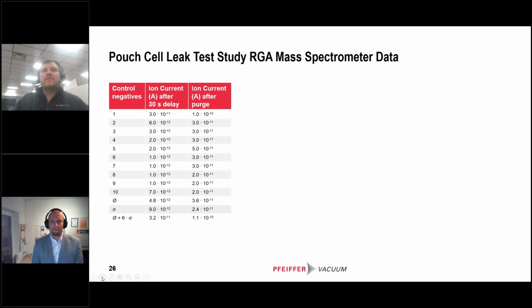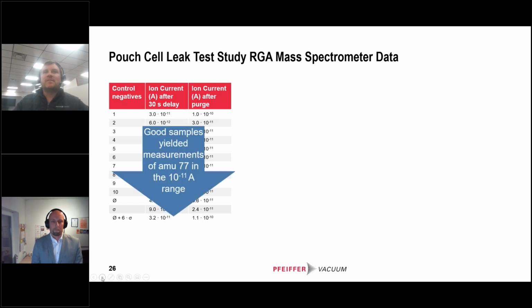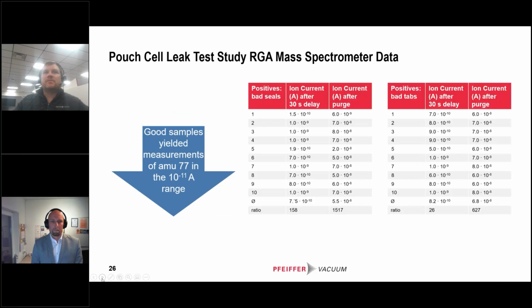Now the data using the RGA, our residual gas analyzer, we used an OmniStar in this particular instance. Just measuring the background, no leakage. We had extremely low incidence of these gases in atmosphere, if you will. We're all in the 10 to the minus 11 range.